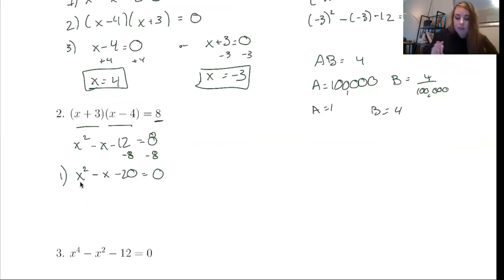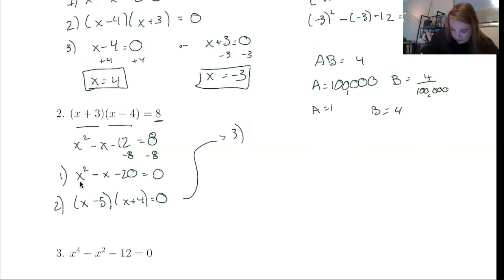So I've done step 1, getting everything onto one side so that the other side is 0. Now we're going to factor. So it's going to be x minus 5, x plus 4 equal to 0. Then that tells me in step 3 that x minus 5 equals 0 or x plus 4 equals 0. So x equals 5 or x equals 4.